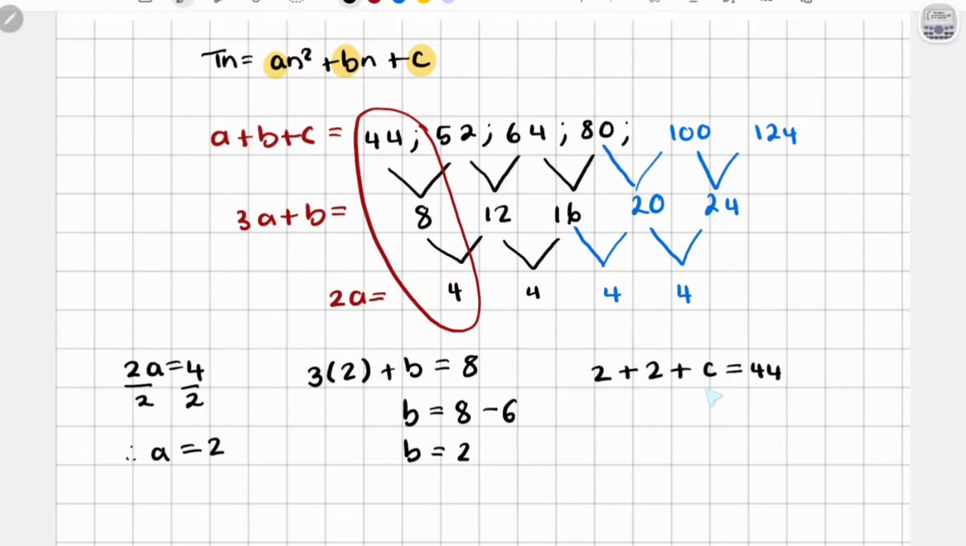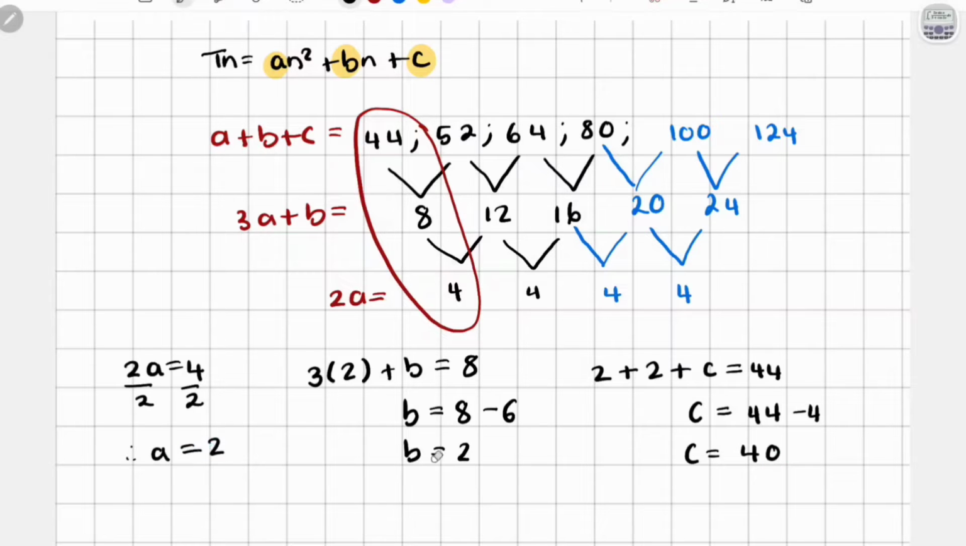Okay, so let me start with the c because I know I can add those two. So I'm dropping down c is equal to, I still have a 44 here. 2 plus 2 is 4. If you take that positive 4 over, it becomes a negative 4. So c is equal to 44 minus 4, which is 40.